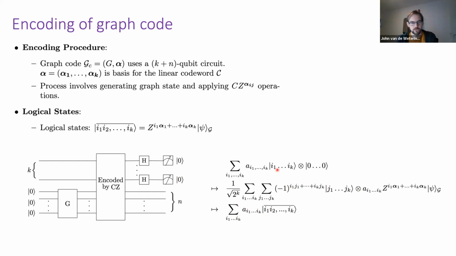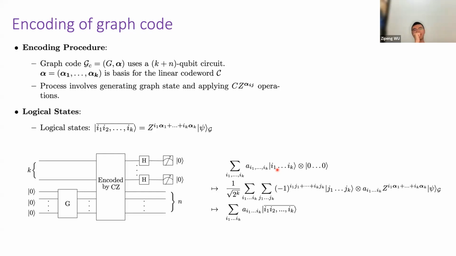Sorry, can I ask, what do you do when you get the wrong measurement outcomes? We discard the results. Okay, but then if k is large, you require many tries.